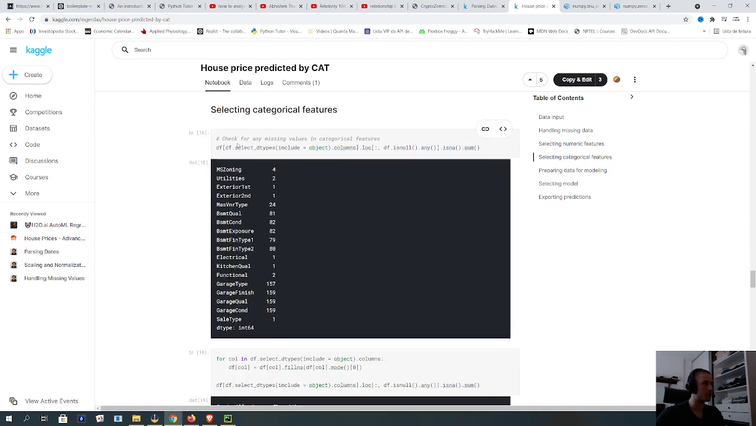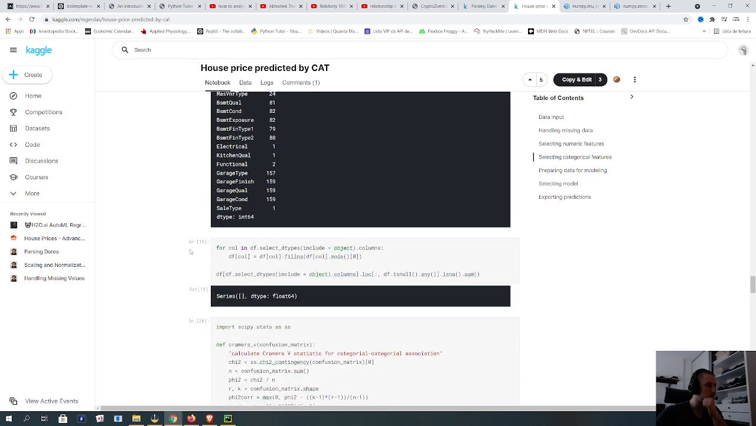Selecting categorical features. This is the part that I stopped on my own project. I tried doing a little bit, but I didn't finish. So he's getting the sum of the null values on the categorical features. And then he's filling it with 0, I guess. I don't know what this does.